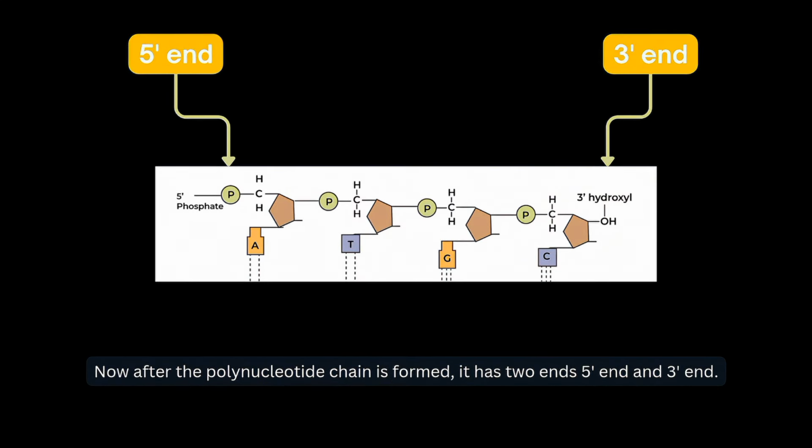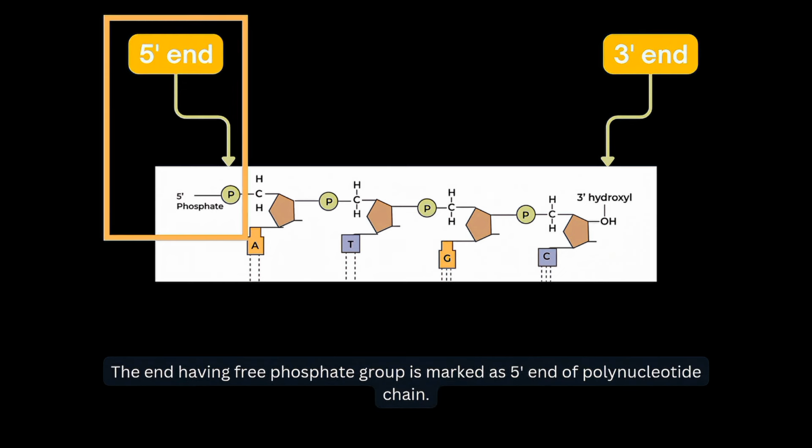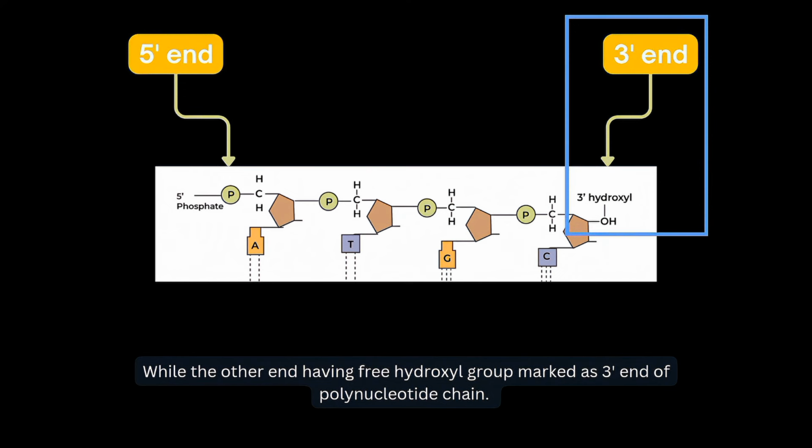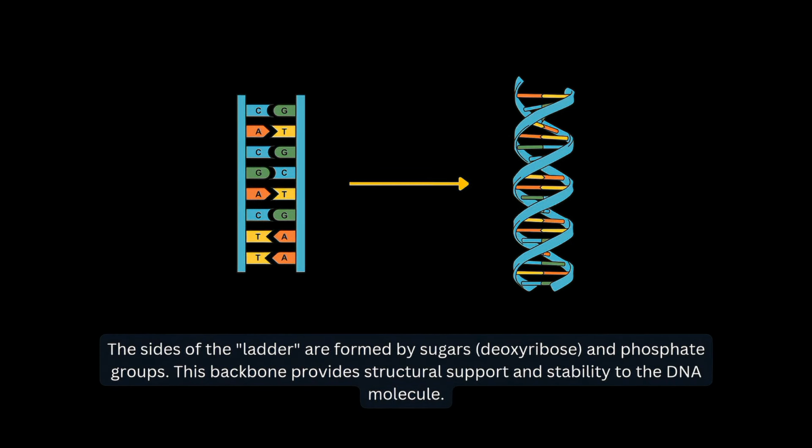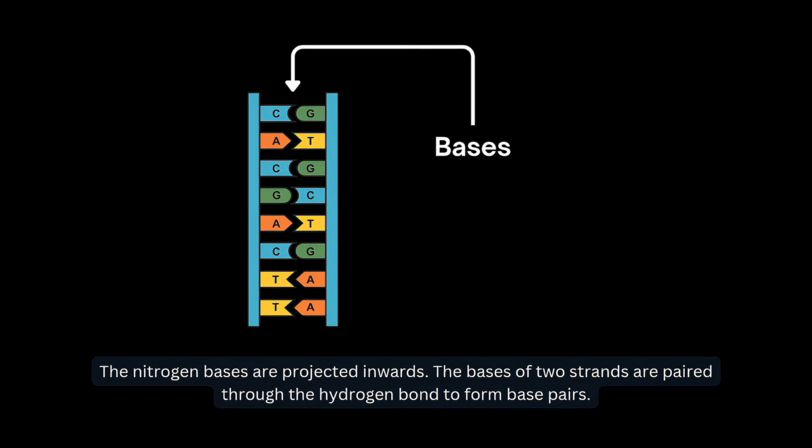Now, after the polynucleotide chain is formed, it has two ends, the 5' end and the 3' end. The end having a free phosphate group is marked as the 5' end of the polynucleotide chain, while the other end having a free hydroxyl group is marked as the 3' end. The Watson and Crick model of DNA, also known as the double helix model, describes DNA as a twisted ladder. The sides of the ladder are formed by sugars and phosphate groups. This backbone provides structural support and stability to the DNA molecule. The nitrogenous bases are projected inwards.